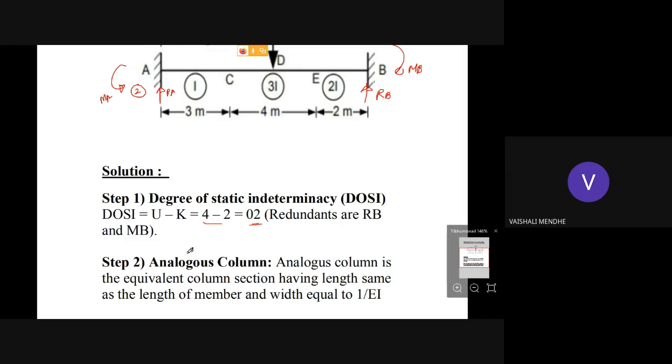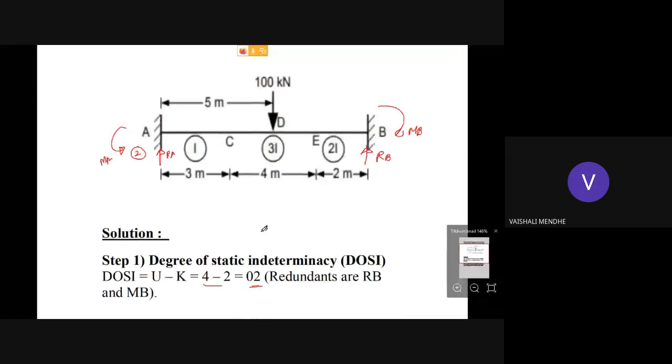Then step number 2, it is the analogous column section. Again, you concentrate here on how to plot the analogous column section. In this section, you can see that the moment of inertia from A to C is I. Then C to E, it is 3I. At point D, there is a 100 kilonewton load acting. And E to B, the moment of inertia is 2I. So you can show it in this way also, so that you can plot the analogous column section.